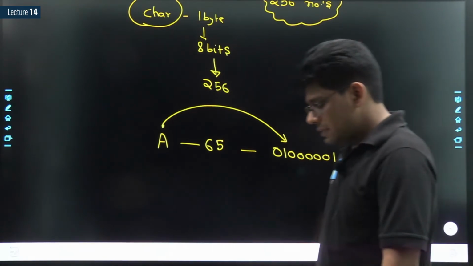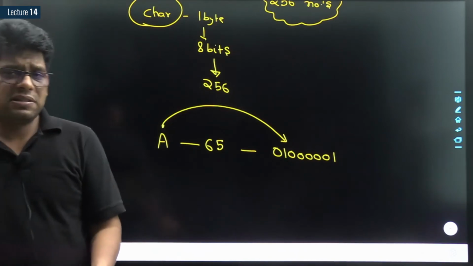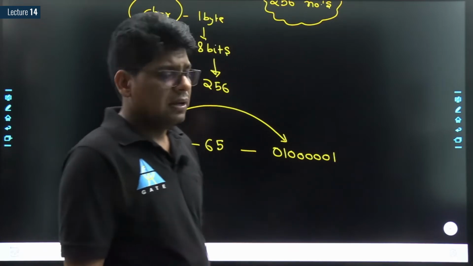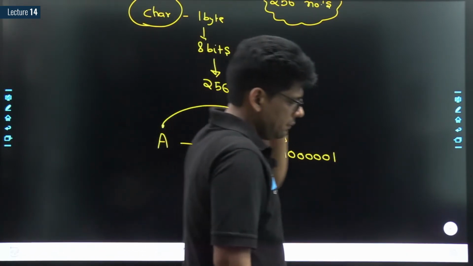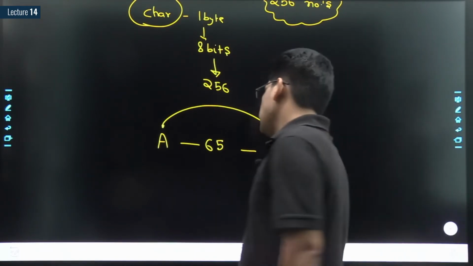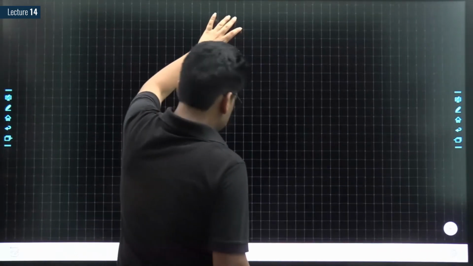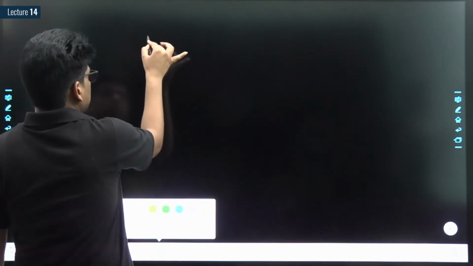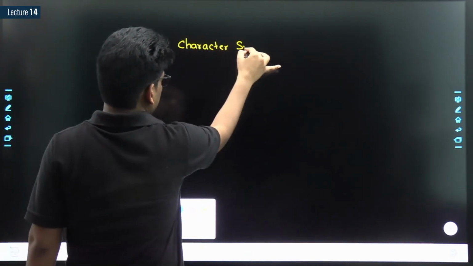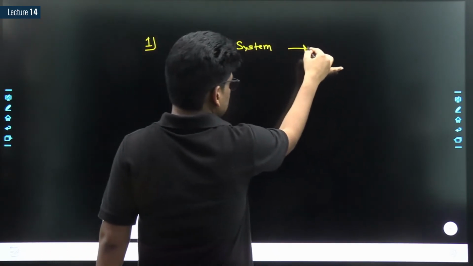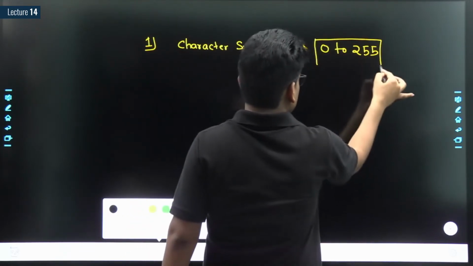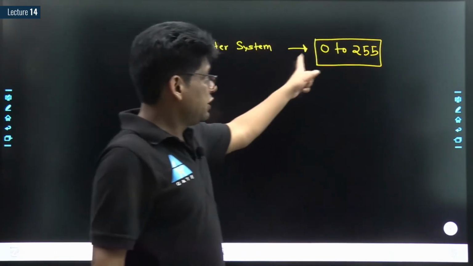How many keys are present on the keyboard? 104. Even if you press shift, 208. 256 is enough to hold. Why are characters stored in the form of integers? Now we get to know. Yes, sir, we get to know. Try to understand. First confusion: character system is for numbers from 0 to 255. Always remember this. Character system is for numbers from 0 to 255.